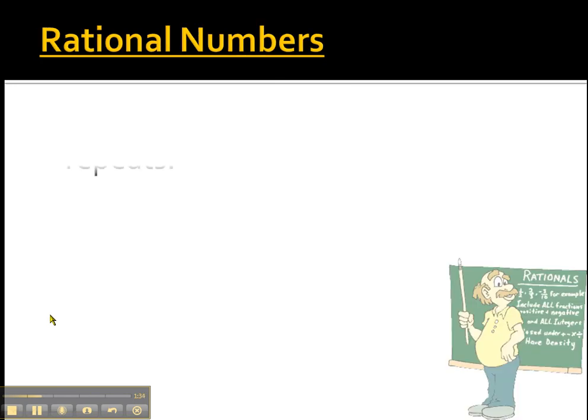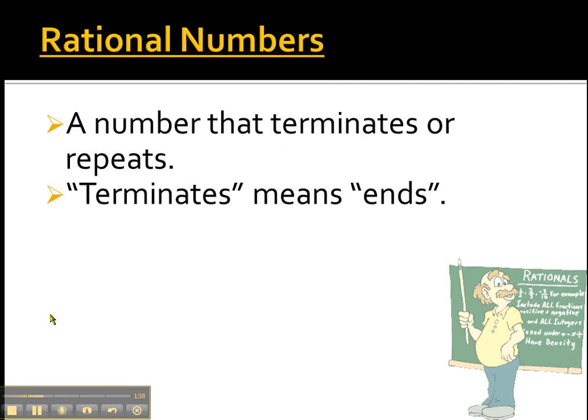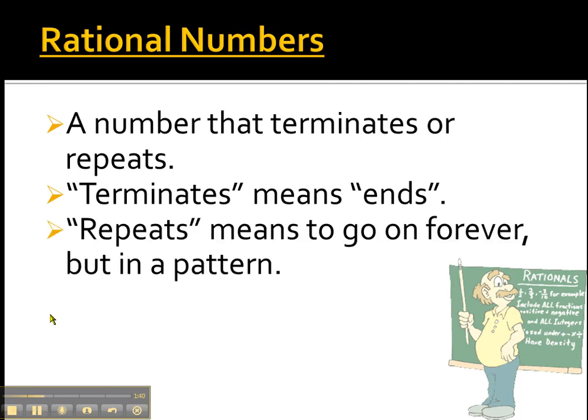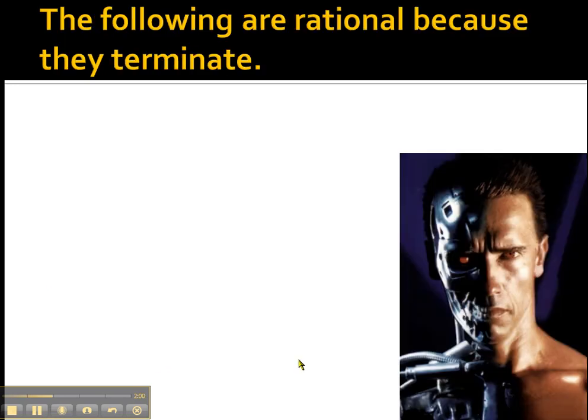What a rational number is: it's a number that terminates or repeats. Terminate meaning end, and repeat means that you have some sort of pattern to it. You can pause this if you want to take a couple extra seconds with that. The other thing I like to talk about is that it can be expressed in the fraction form a over b. I find a lot of cases where you'll be able to look at a number quickly, if you know this, and determine if it's rational or irrational.